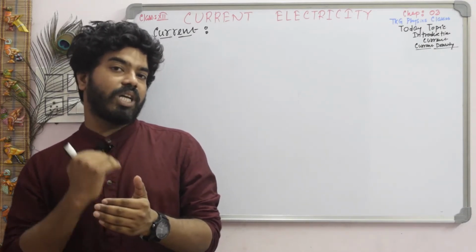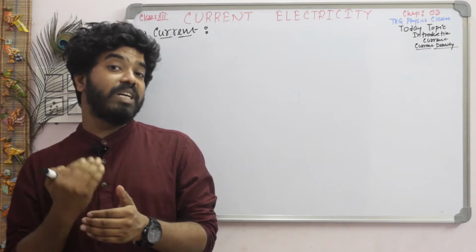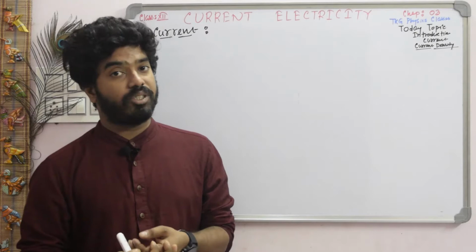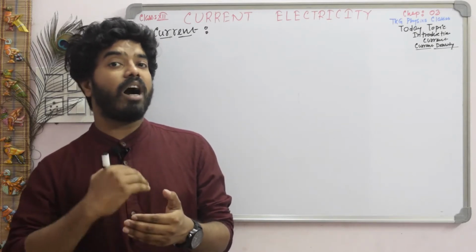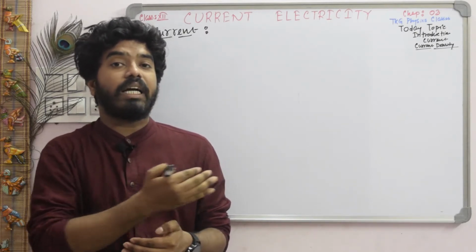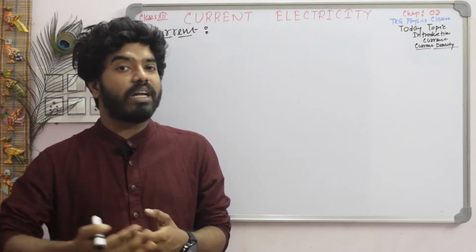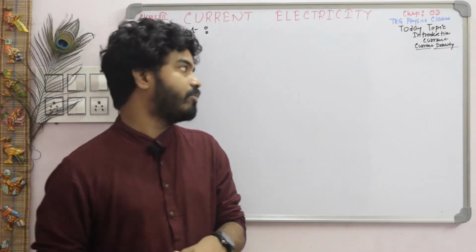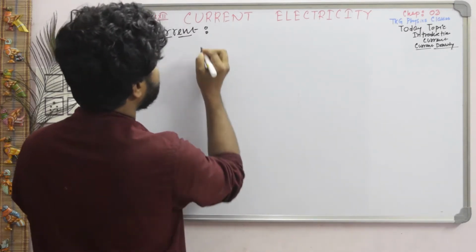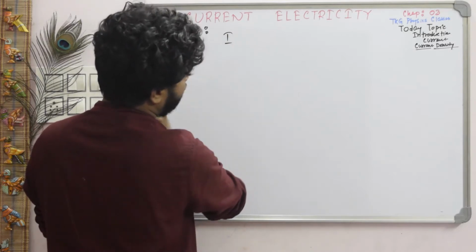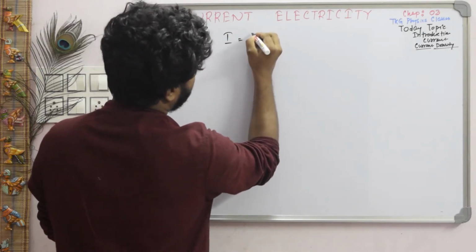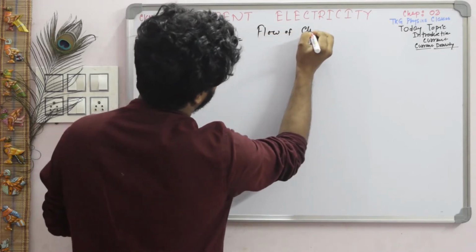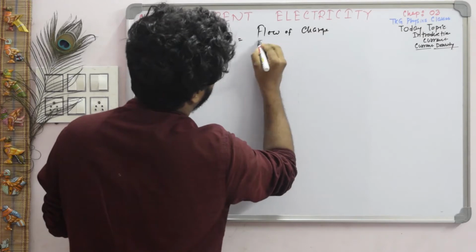So when charge flows and we measure this flow of charge with respect to time, the rate of flow of charge, that is, in how much time how much charge flows in a conductor, in a wire, this ratio is named as current. So write it down first. What is current? Current, represented by I, is equal to rate of flow of charge, flow of charge by time.